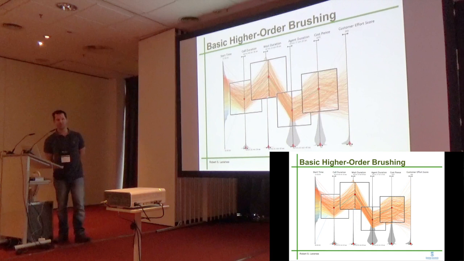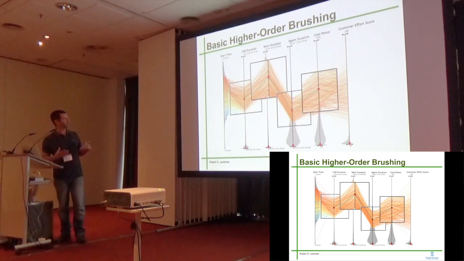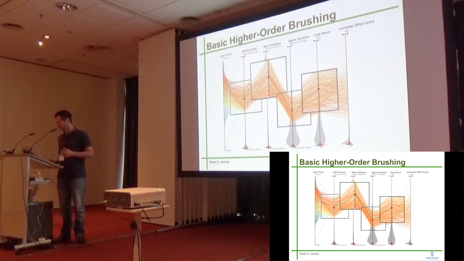So here's just an example before we look at the demo video, which shows the interaction. On the first axis, we have the start time of the call. On the second axis, we have the call duration. Then we have wait duration, agent duration, cost, and customer effort score. And these boxes are kind of a comic strip style illustration of the interaction.